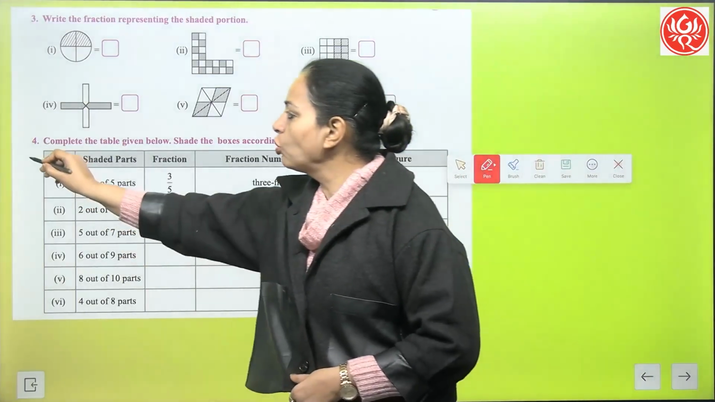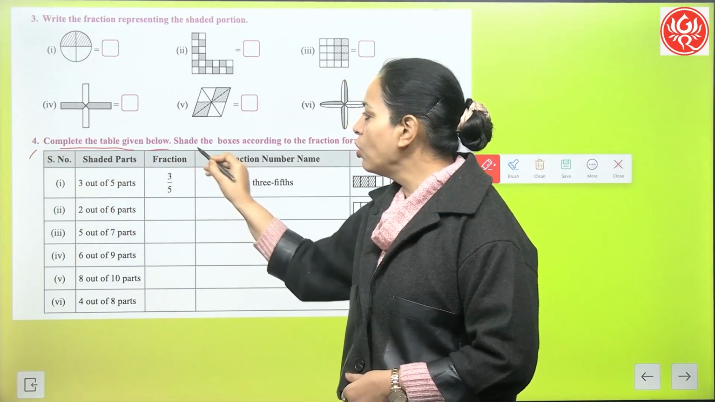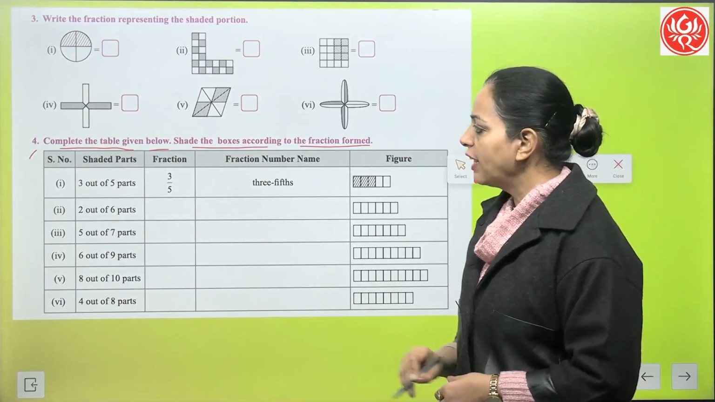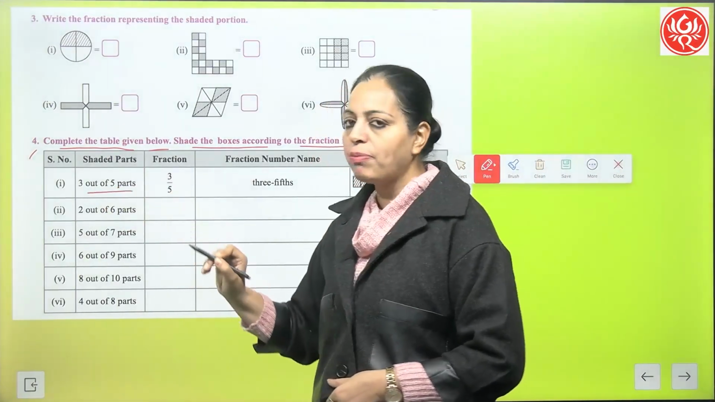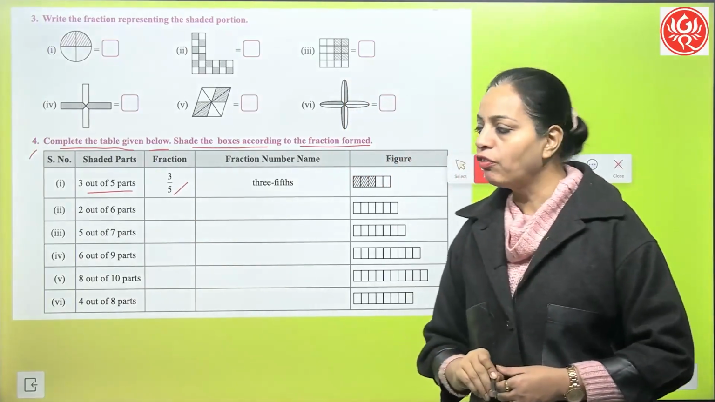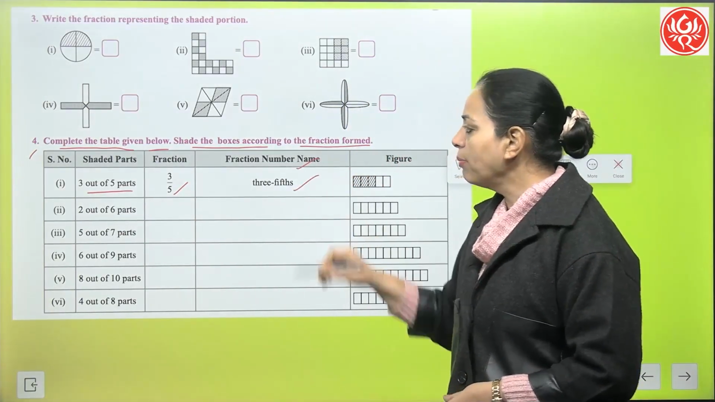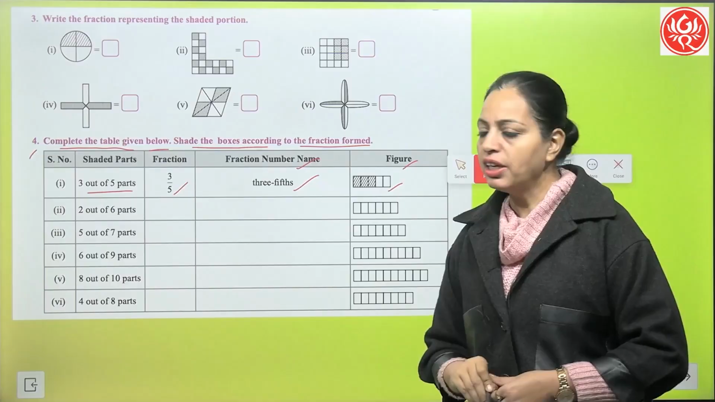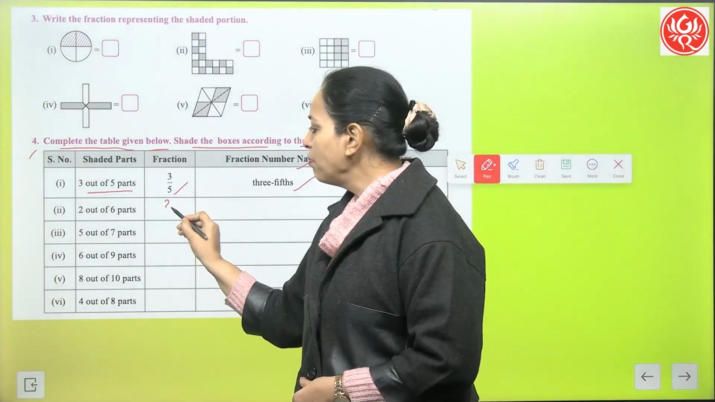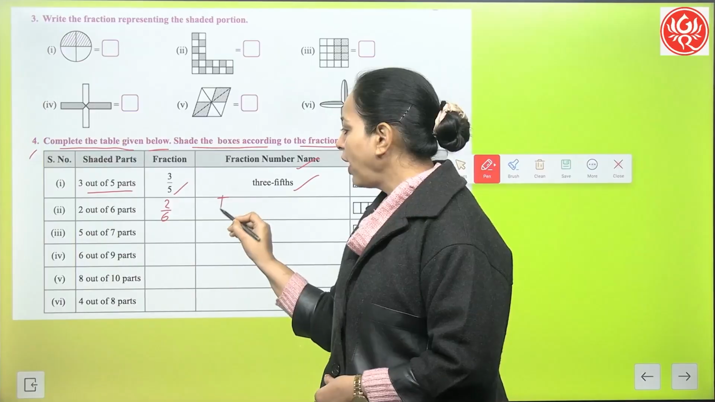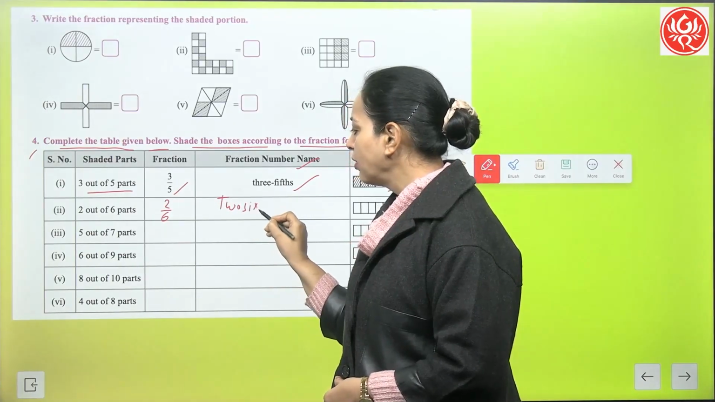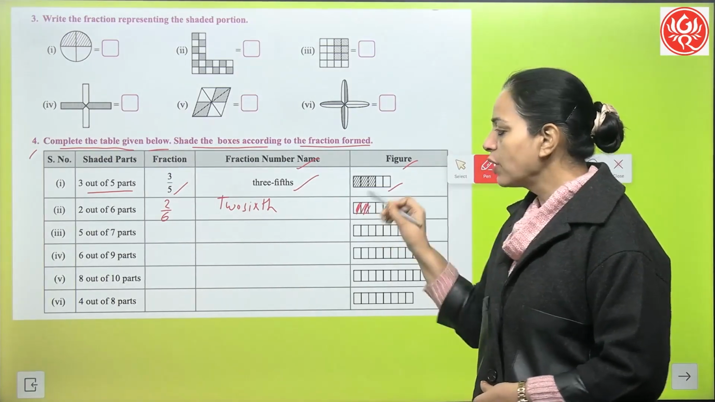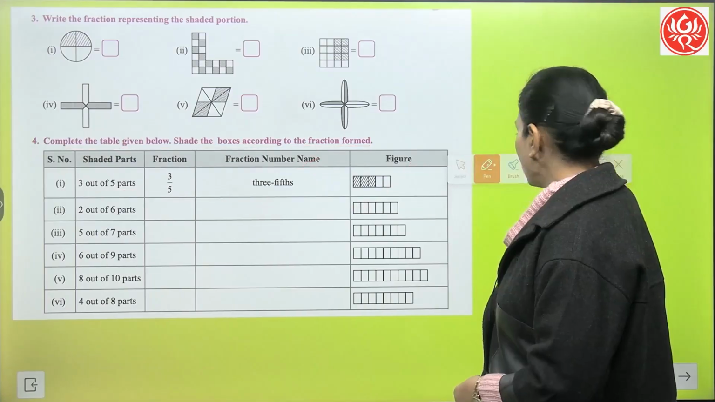Now we are coming to the fourth question. Complete the table given below. Shade the boxes according to the fraction form. See here, the first part: 3 out of 5 parts means 3 upon 5 fraction. Then the fraction number name is 3/5, and in the figure, out of 5, 3 are shaded. Similarly, 2 out of 6 parts means 2 by 6. How can we write it? 2/6. Okay, and now shade 2 parts out of 6. So like this you can complete the rest of the questions.